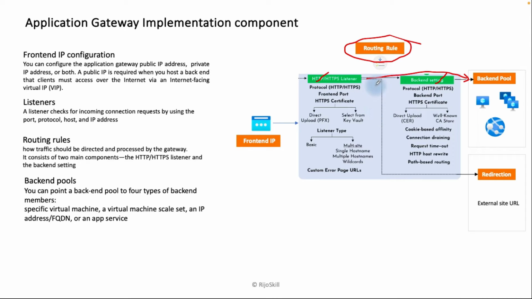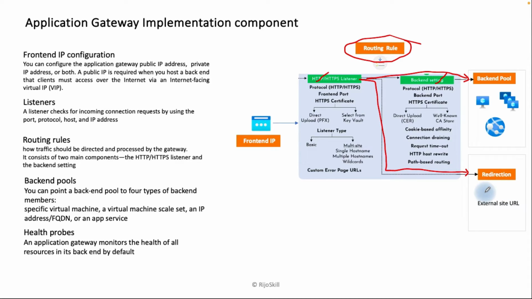Also the listener can be configured for redirection. For example, you have two options available in the routing rule. One is the backend routing rule, and also you can redirect your traffic to an external website. Okay, so that is the redirection mentioned here.